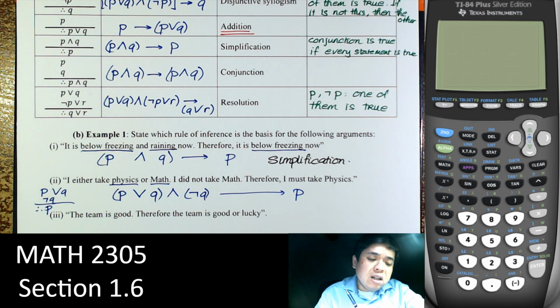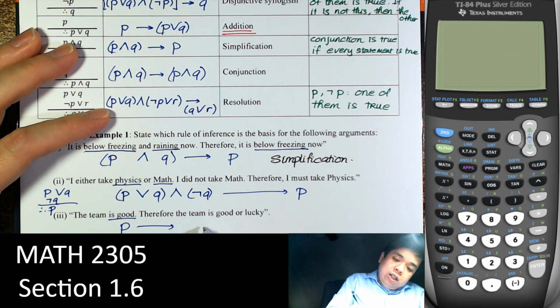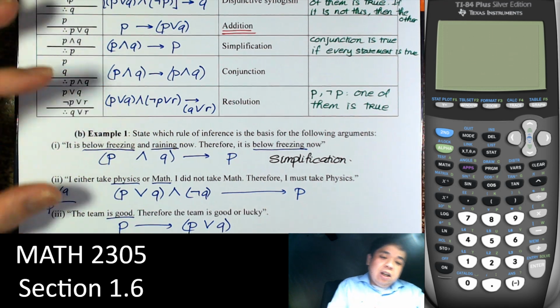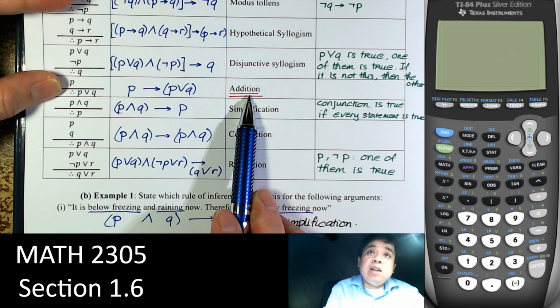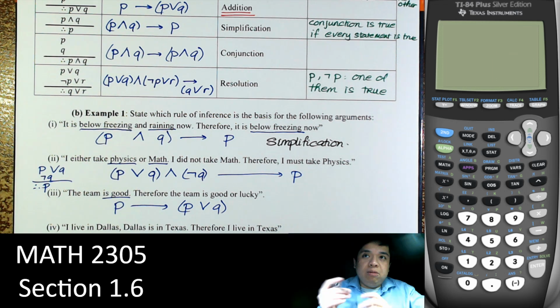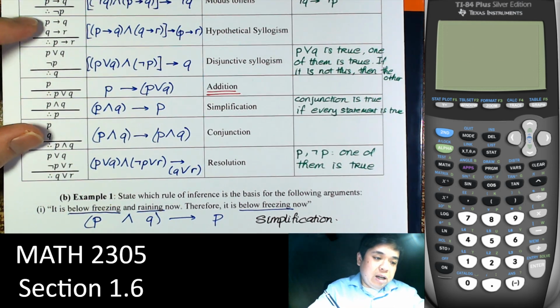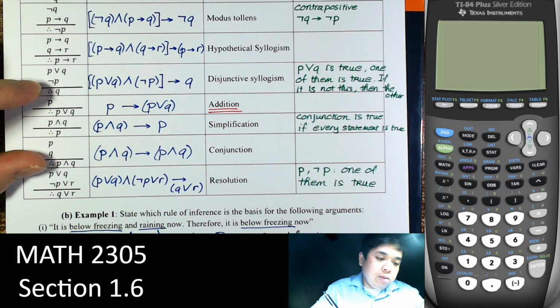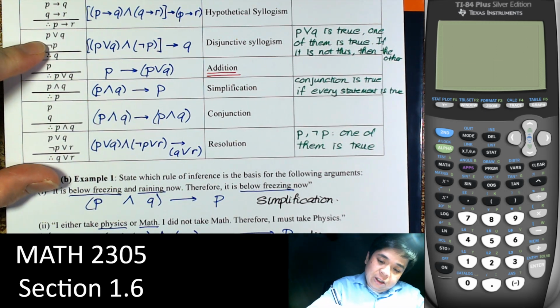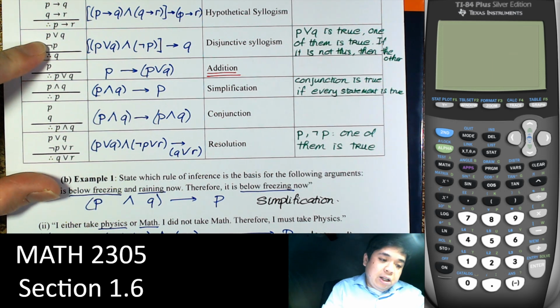Right. Next, the team is good. So if it's good, it's P. Therefore, the team is good or lucky. But this is just an addition, right? So if P is true, we can add a bunch of statements to it in the disjunction. It's still true. I'll just write the name for it. So what's this name? Okay, disjunctive. And this one is addition.